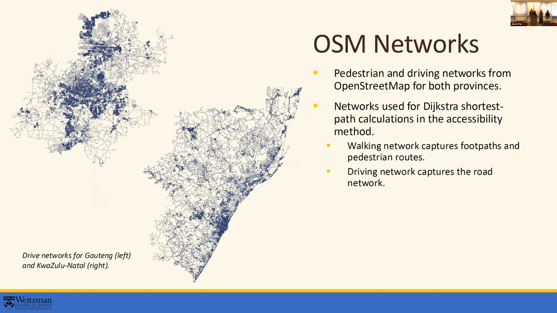And then for the OSM networks, we use the walking and driving networks from OpenStreetMap for both of the provinces to inform our K-nearest distances, as well as the two-step catchment area method that Jill will talk about later.